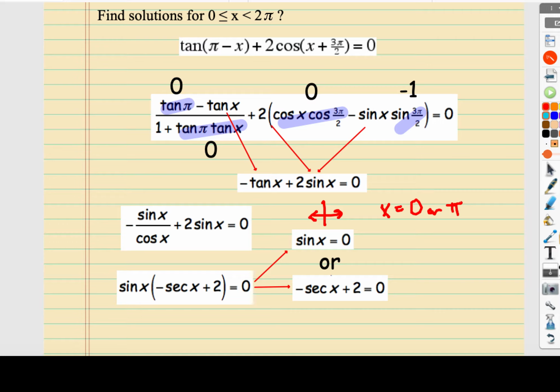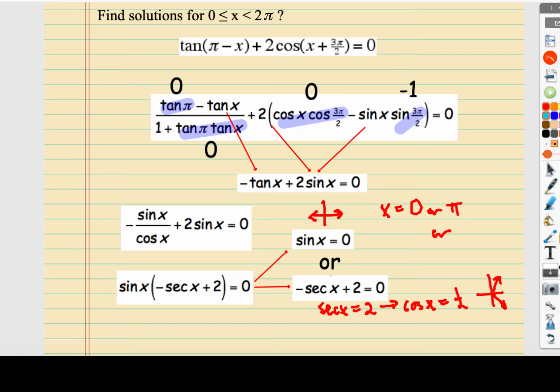If we subtract our 2 and divide by negative 1, that would tell us that the secant of x, right? Again, subtracting 2 and dividing by negative 1 is going to be equal to, which is the same thing as saying that the cosine of x equals 1/2, which I know happens at 60 degrees, and it happens at 300 degrees, or in radians, right?